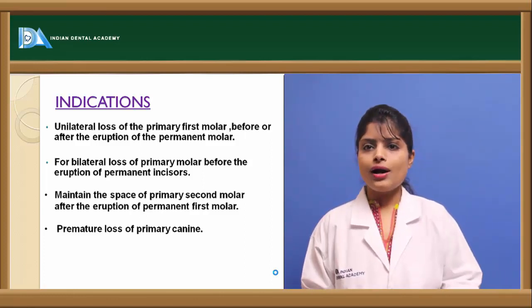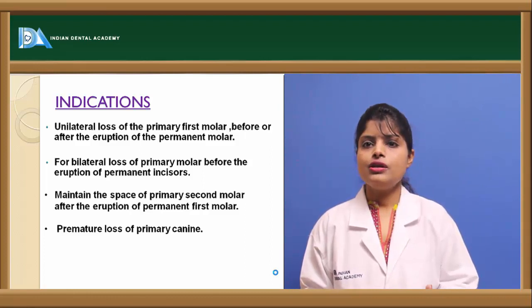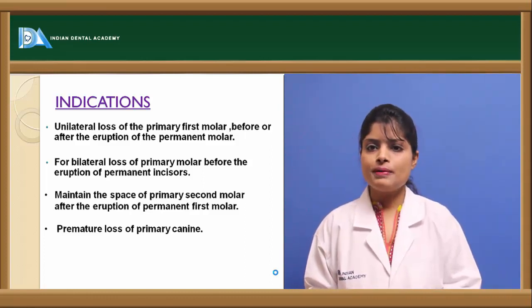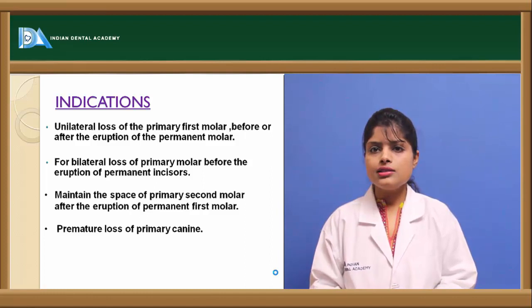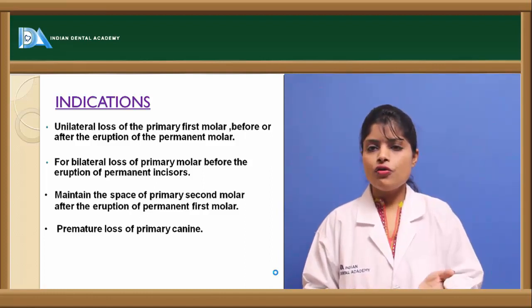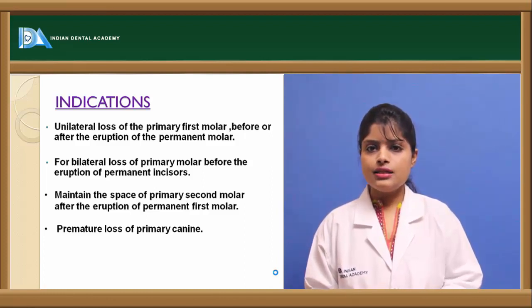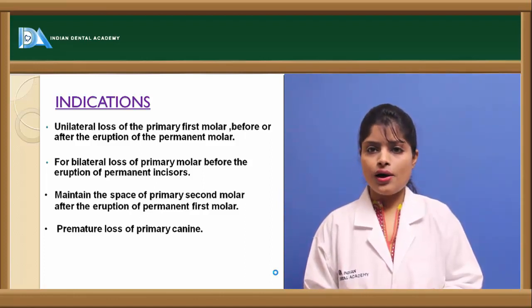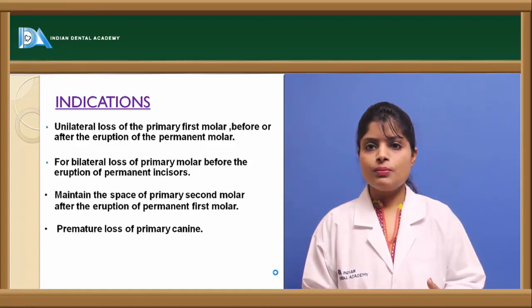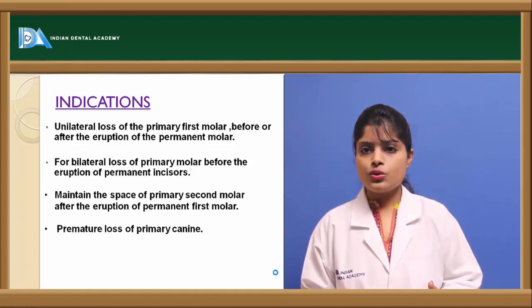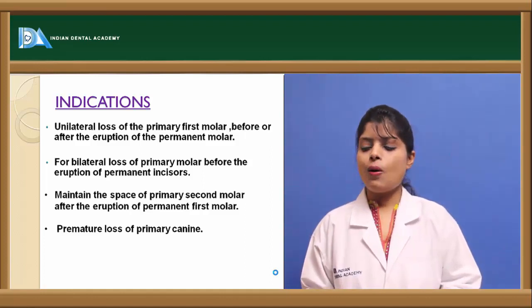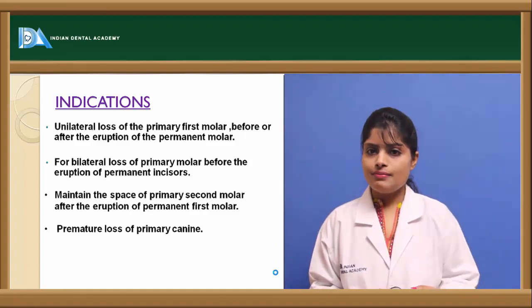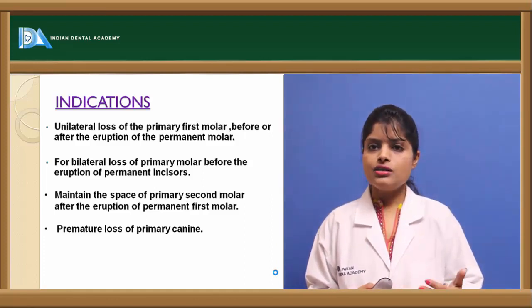Now, what is the advantage? What is the particular advantage of a band and loop space maintainer over other types of space maintainers? First of all, it is very easy to construct. It is less time taking. It requires fewer appointments of the patient, so it will further enhance patient cooperation. It can be modified in various forms.